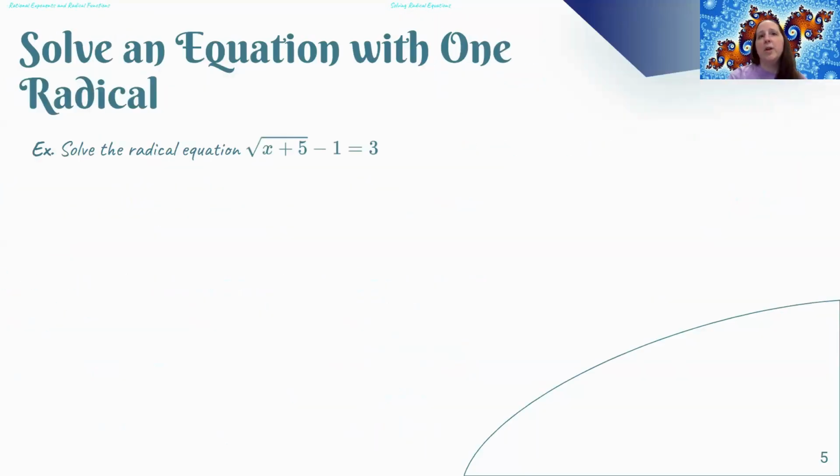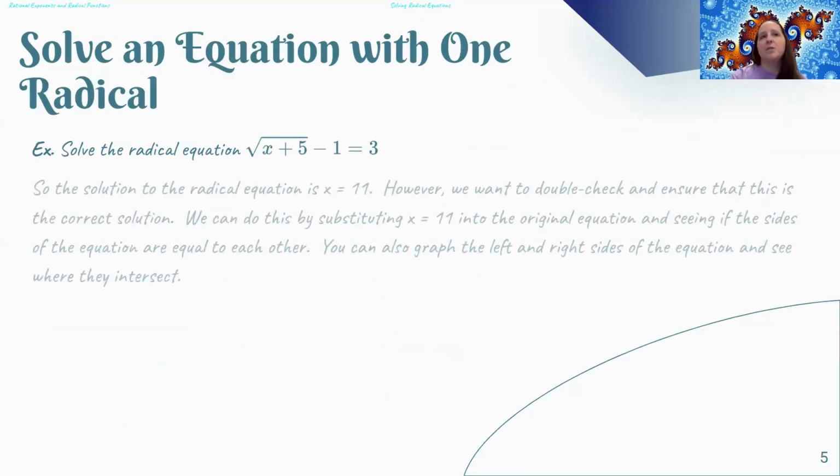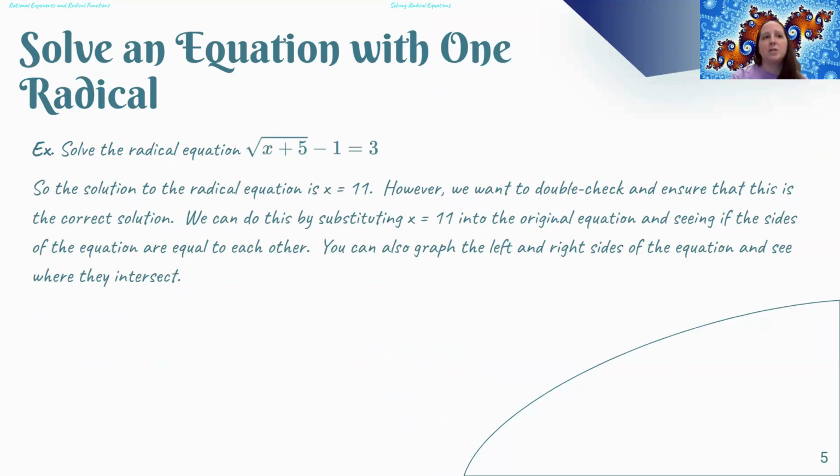Now, there are two ways to check this. The first way is by substituting x equals 11 back into the equation. The second way is to graph the left and the right side of my equation. So I'm graphing the square root of x plus 5 minus 1 and y equals 3. Both will show me that x equals 11 is a solution.